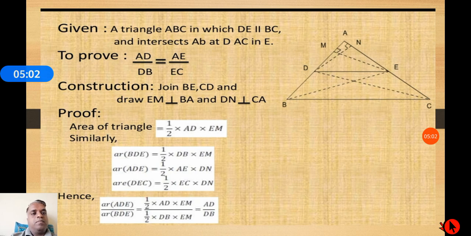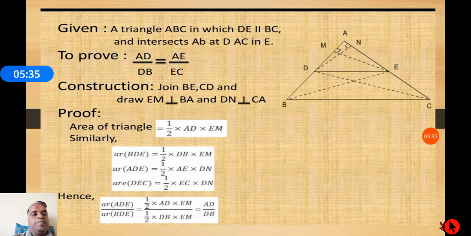What is the area of a triangle? Half base into height. Half AD: AD is the base, EM is the height. Here DN and EM are the heights. For that, area of triangle BDE is equal to half DB into EM, area of triangle ADE is equal to half AE into DN, area of triangle DEC is equal to half EC into DN. Hence, we have to take two triangles.